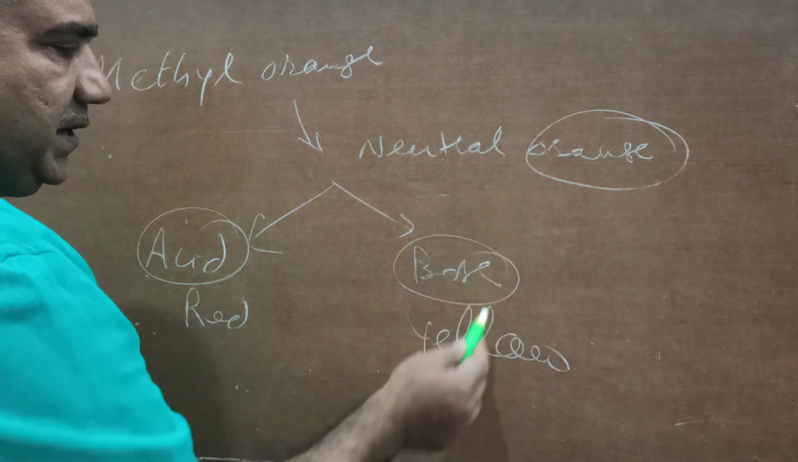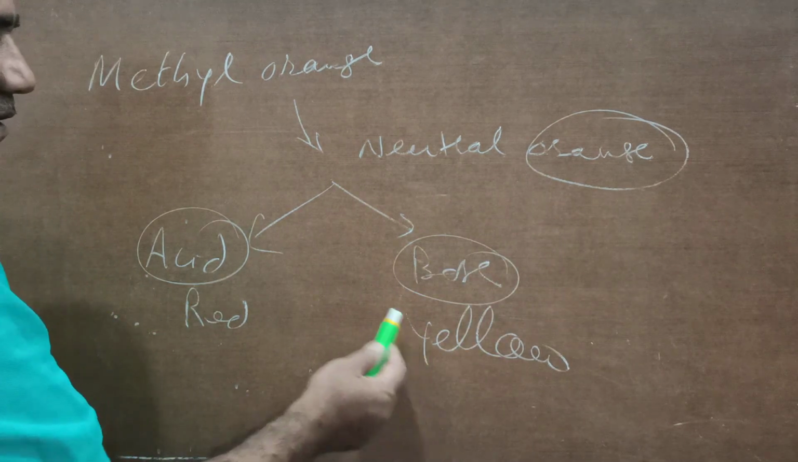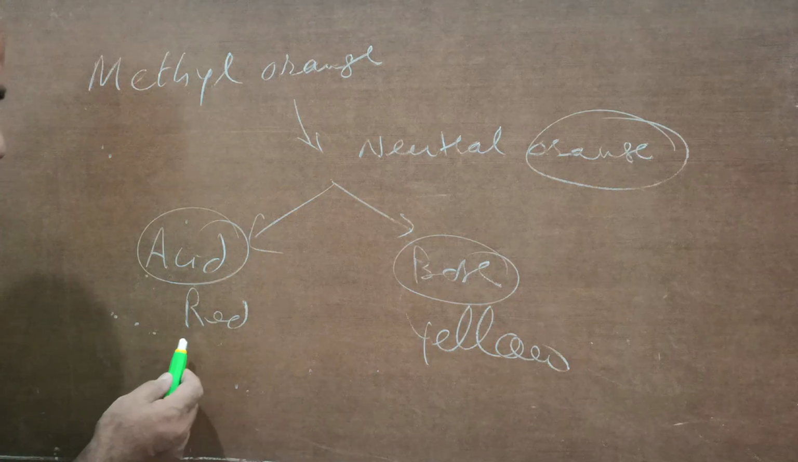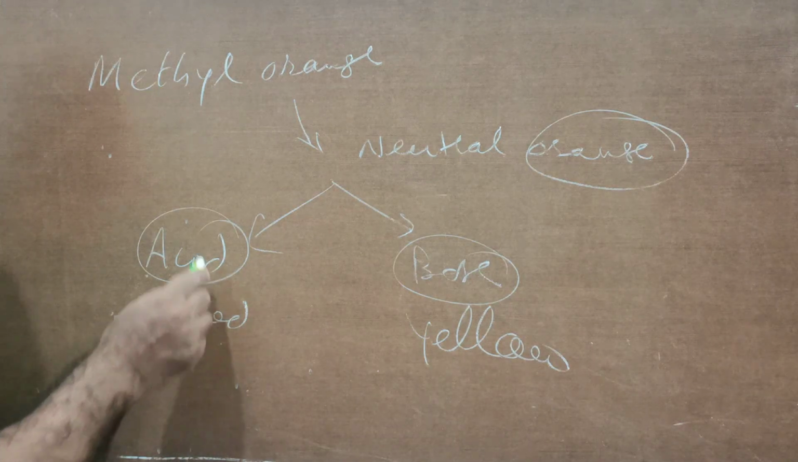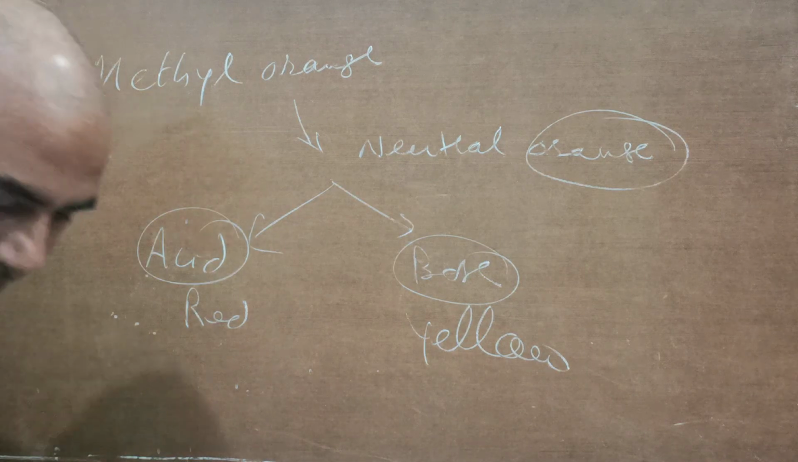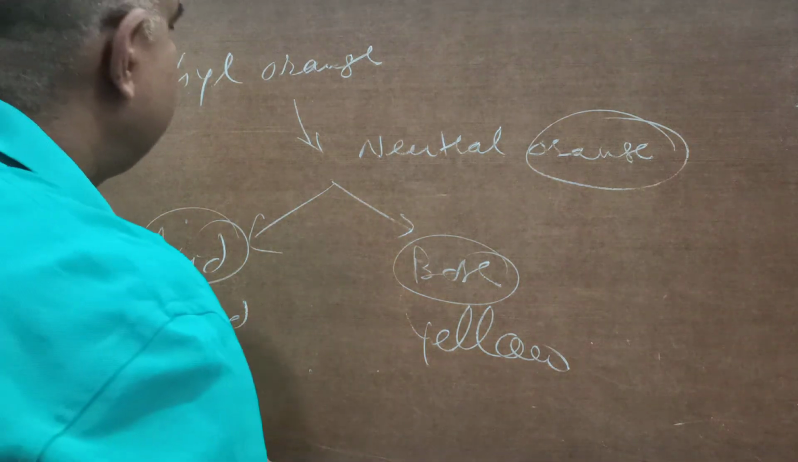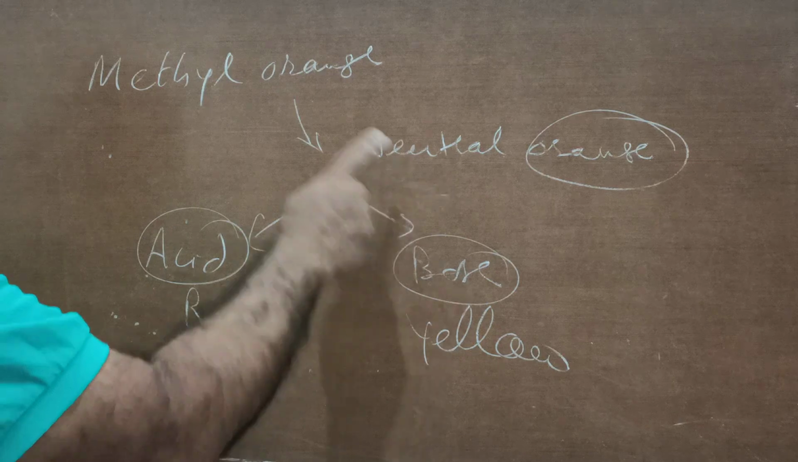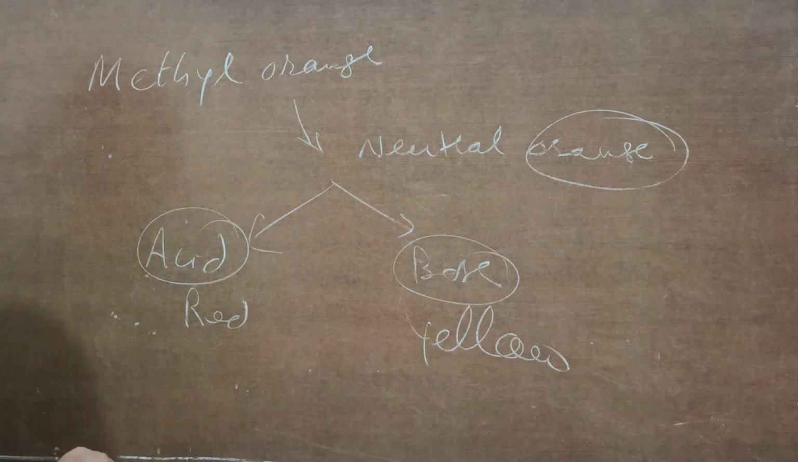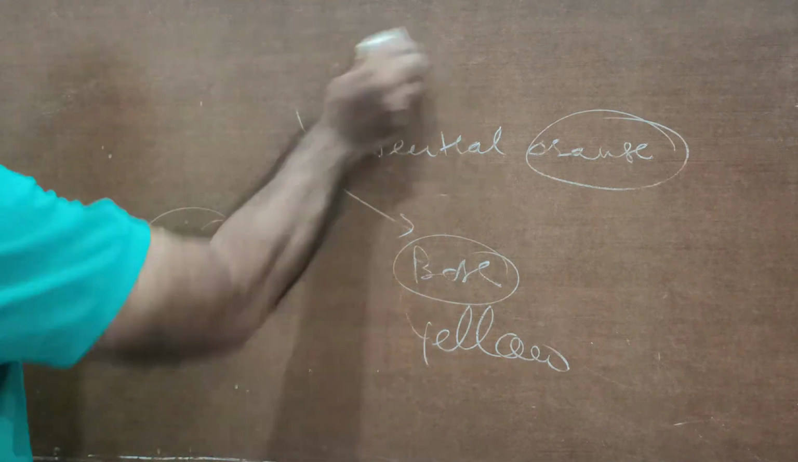So if methyl orange becomes yellow, you say it is base, and if methyl orange is added to a substance and the color becomes red, you say it is an acidic substance. So this is how it will tell us whether the given substance is acidic or basic. Methyl orange, neutral color is orange, in acid it is red, and in base it is yellow. That was all about this.